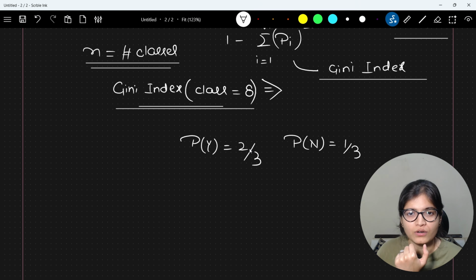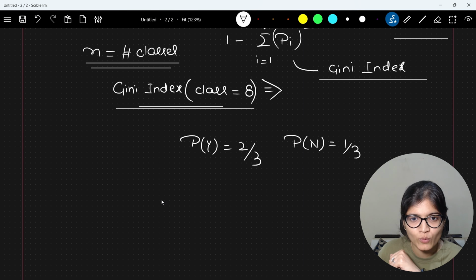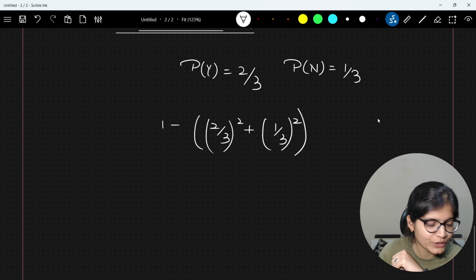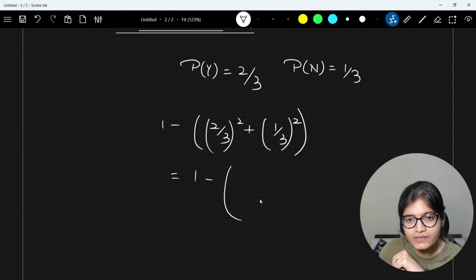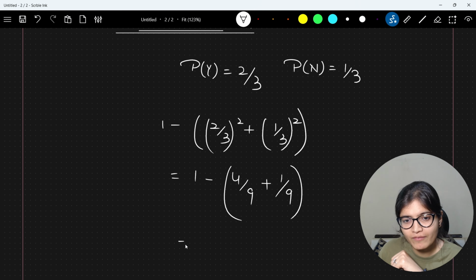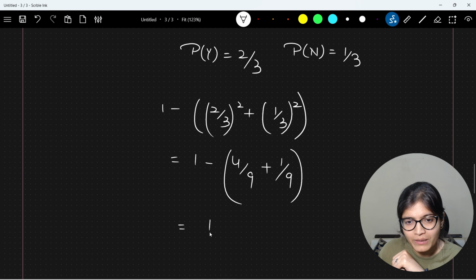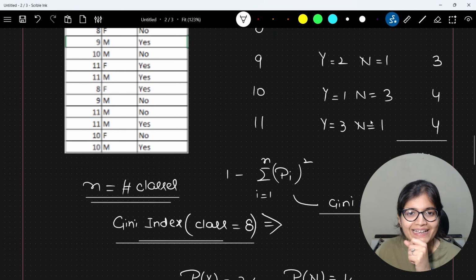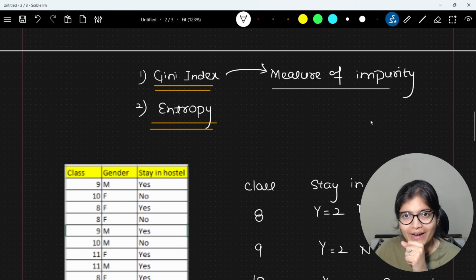So here the Gini index will be equal to 1 minus 2 by 3 whole square plus 1 by 3 whole square. So we get 1 minus 4 by 9 plus 1 by 9, which is 1 minus 5 by 9, which is equal to 4 by 9. So this is the way to calculate the Gini index for the class value equal to 8.